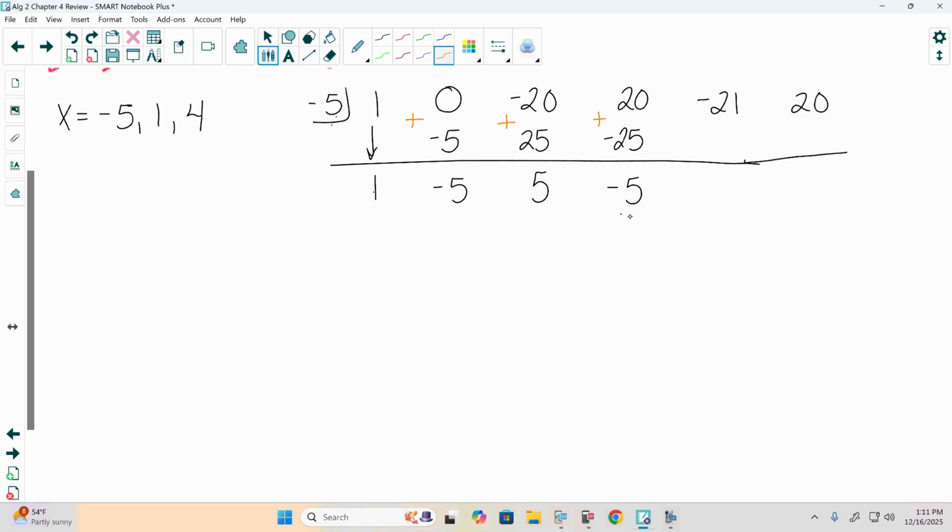Negative 5 times our negative 5 is not going to be negative 25. What will that be? Positive 25. Negative 21 plus 25 is 4. Negative 5 times positive 4 is negative 20. And 20 plus negative 20 is indeed 0.